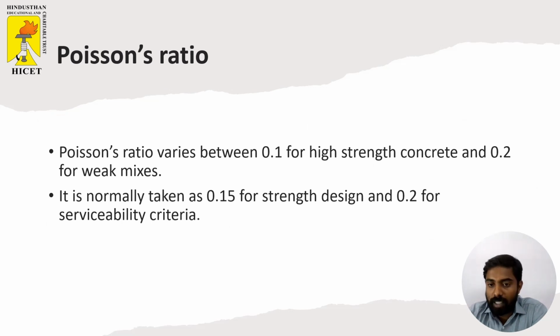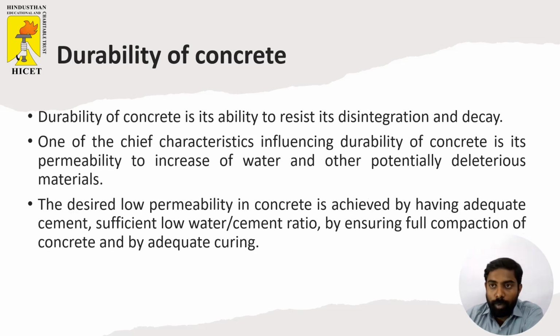Next one is the Poisson's ratio. The Poisson's ratio varies between 0.1 for high strength concrete and 0.2 for weak mixes, and it is normally taken as 0.15 for strength design and 0.2 for serviceability criteria. Next one is the durability of the concrete.